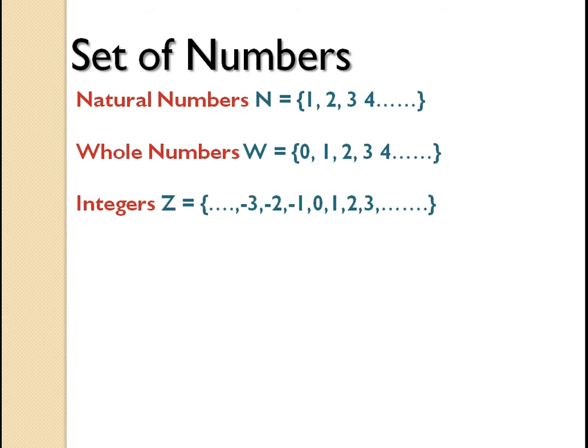Similarly, we have integers, which include the positive and negative whole numbers, and 0, which is neither positive nor negative. The set of integers is represented by Z. It can be written as Z = {..., -3, -2, -1, 0, 1, 2, 3, and so on}. We can say 4, 5, 6, and carry on.